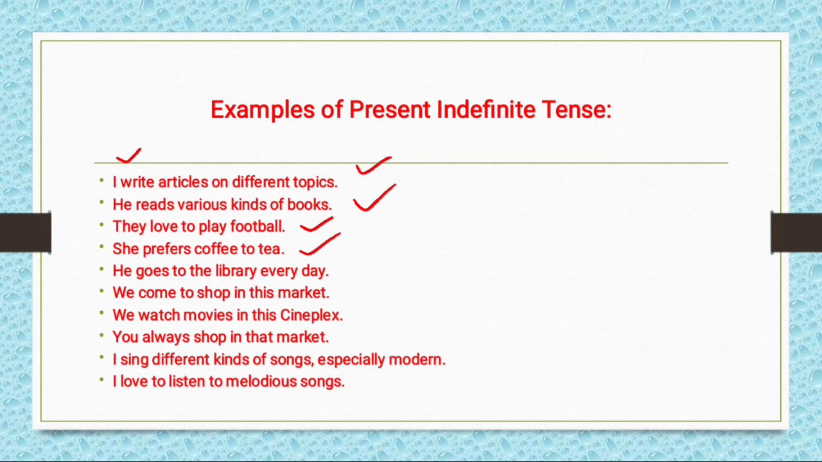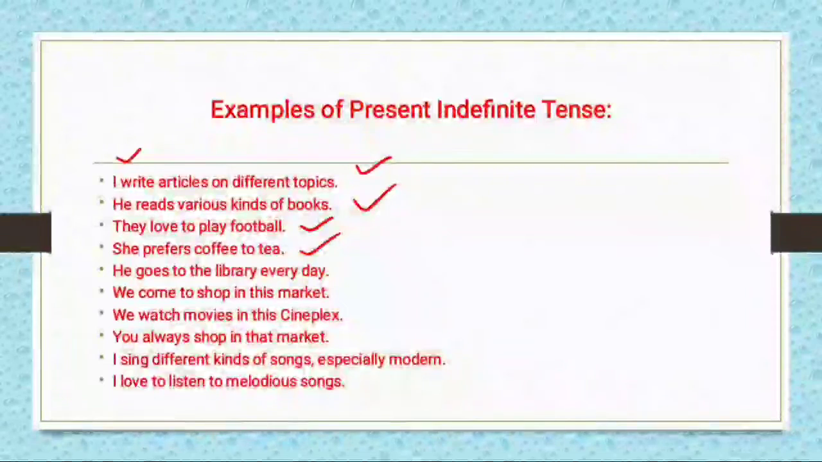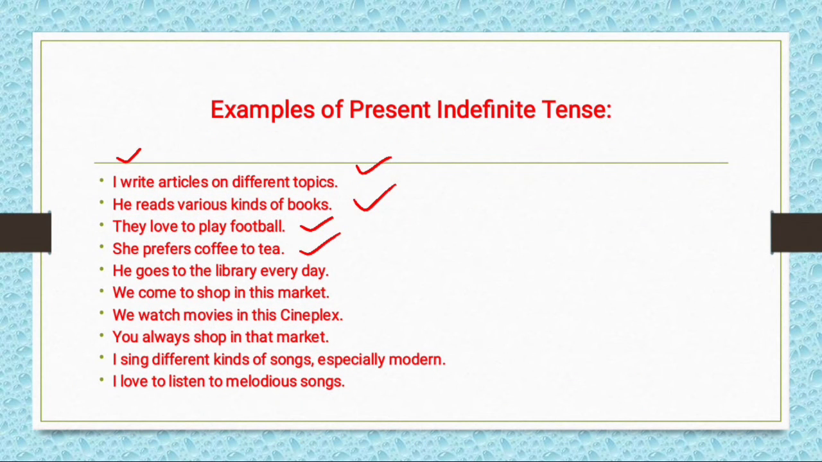He goes to the library every day. Again, in the word go there is o, so we have used es, and he is third person singular. We come to shop in this market. We watch movies in this Cineplex, and you always shop in that market. I sing different kinds of songs, especially modern. I love to listen to melodious songs.